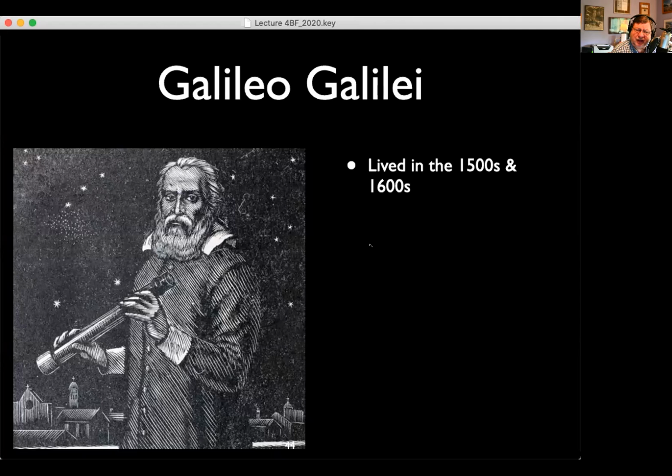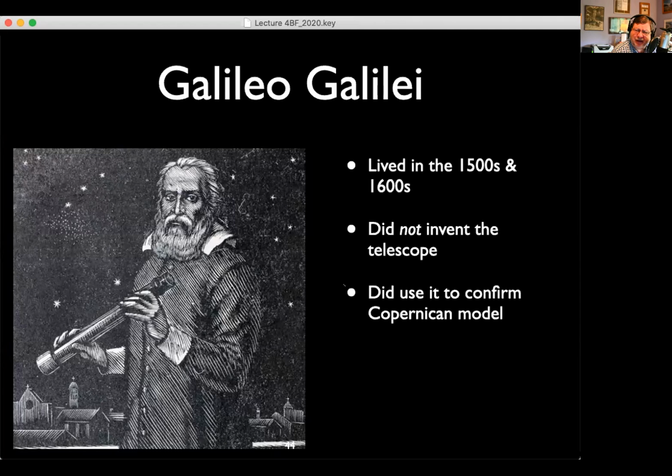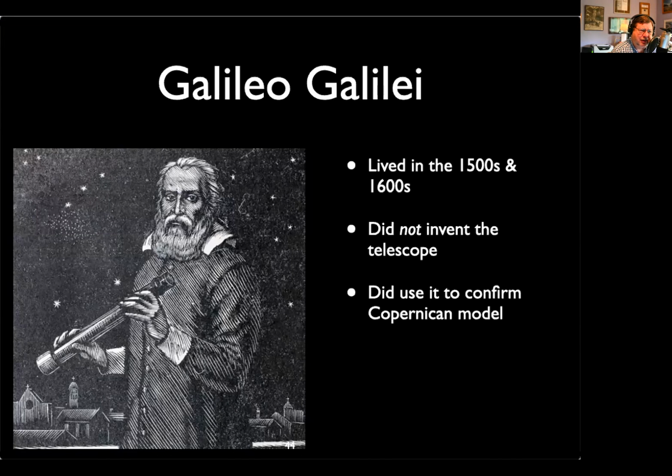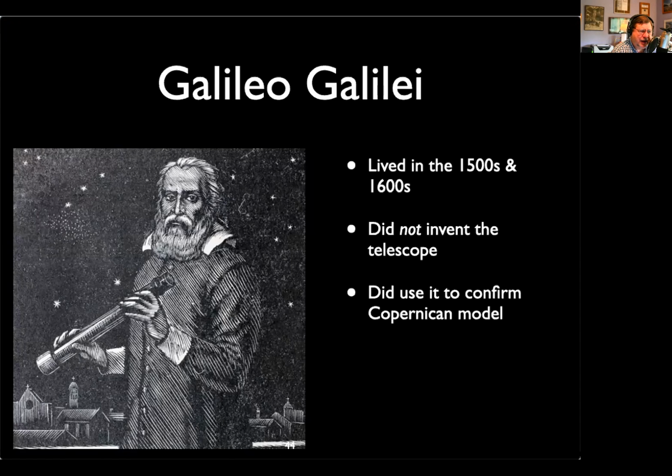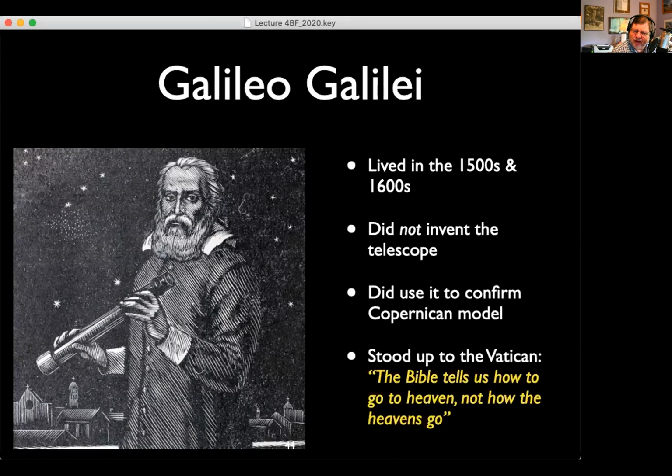He lived in the 1500s and 1600s, and did not invent the telescope. He did use it to confirm the Copernican model, and he said so explicitly over and over. He said that his observations confirmed that the Copernican model wasn't just a mathematical model, it actually represented reality. And that was a real threat to the church. The Bible tells us how to go to heaven, not how the heavens go.